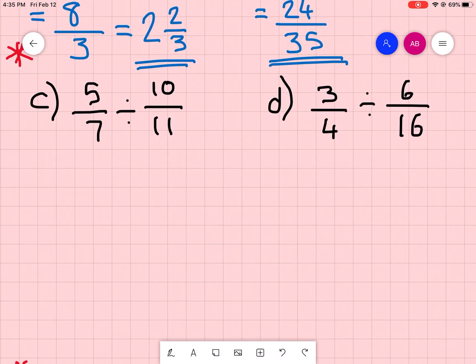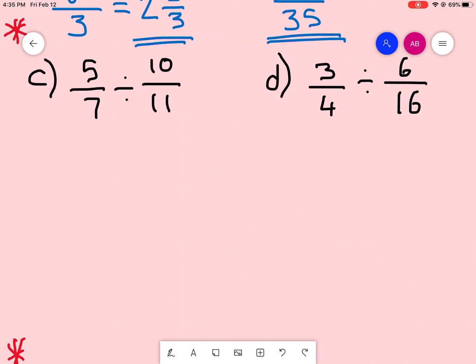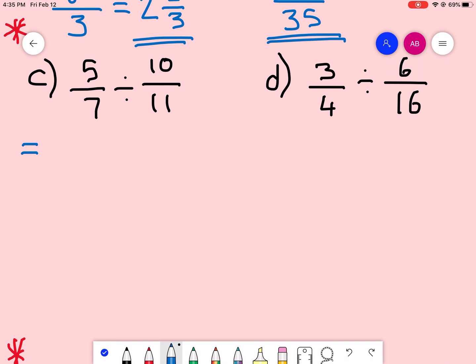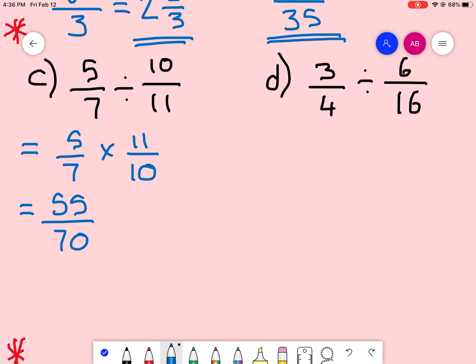Now, the way that these questions can get maybe a little bit trickier is, as we saw before, we might have to simplify our calculations at the end. So, same process to start us off. Keep the first fraction the same, change the divide to a multiply, flip the second fraction. Then we can times them. 5 times 11 is 55. 7 times 10 is 70.